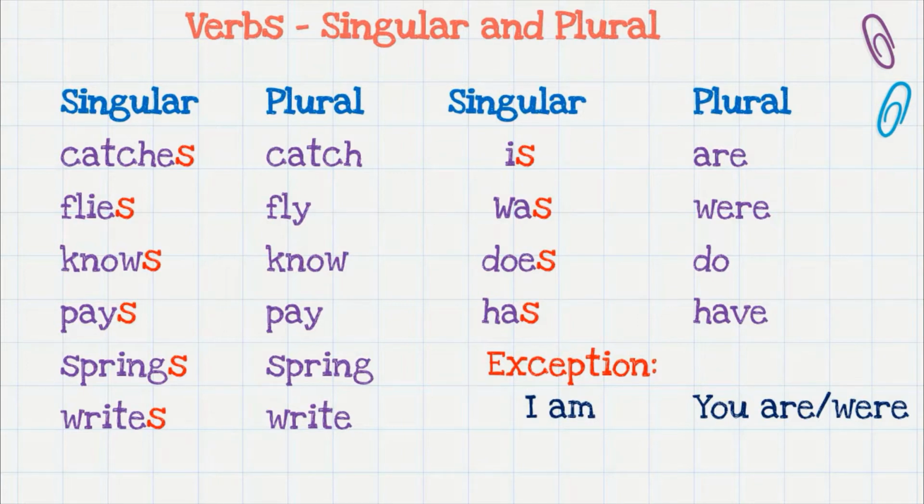So look at these verbs: catches, flies, knows, pays, writes. Let's also look at the auxiliary verbs: is, was, does, has. All of them have an s at the end. The plural, however, do not. This is one thing that you will have to keep in mind. Now there are two exceptions: the singular I am and you are or you were. We do not say I is or you was.